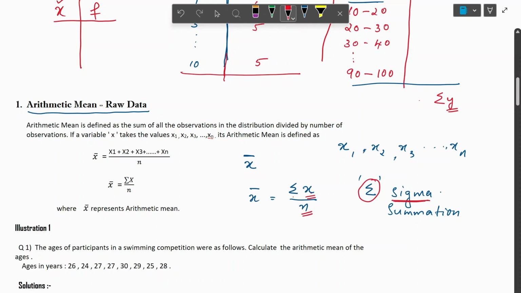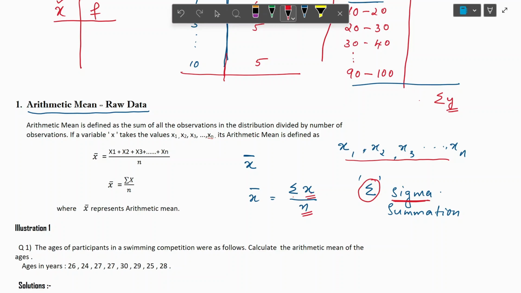And n is the total number of observations. How many values are there? In the above example, we consider 1, 2, 3, 4, 5 and divide by 5. Here n is equal to 5, and x1, x2, x3 are 1, 2, 3, 4, 5. We add, find the sum and divide by 5. This is the easiest way to find the arithmetic mean for raw data. Now we will consider a few examples to solve.